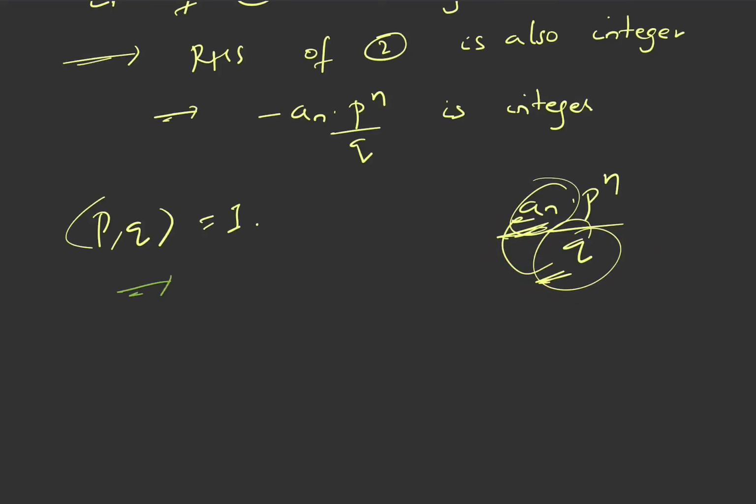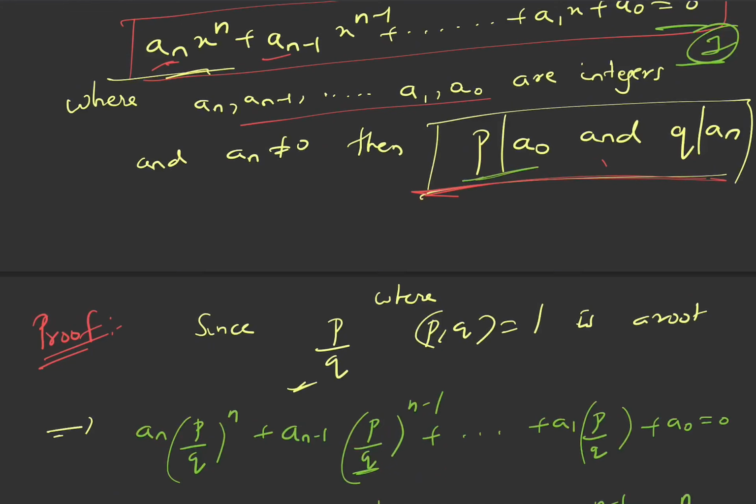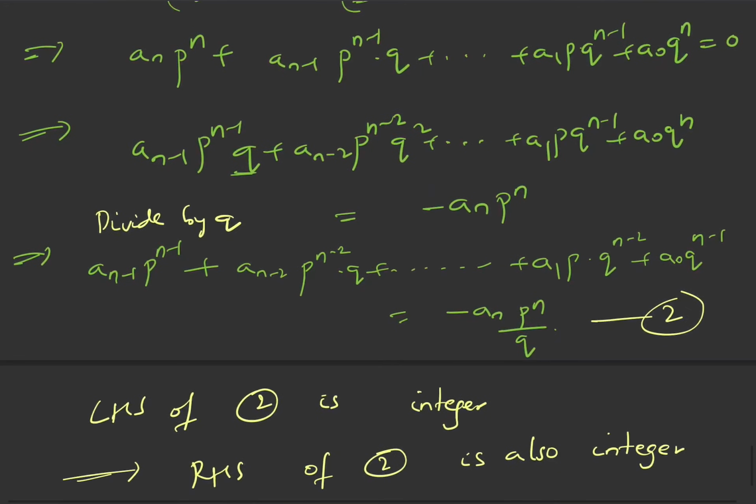So finally q should definitely be a factor of an. So this implies q divides an, right? So q is definitely a factor of an. And we also need to prove that p divides a naught.